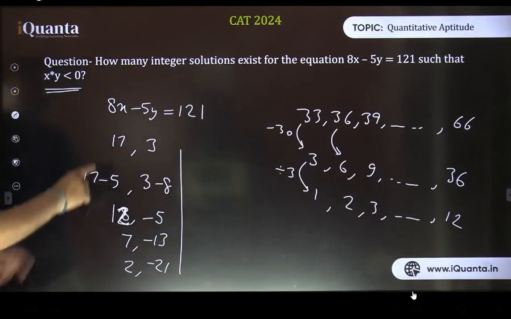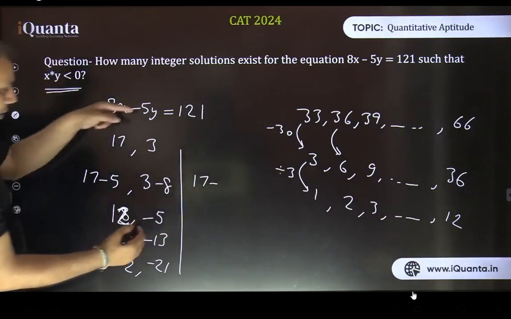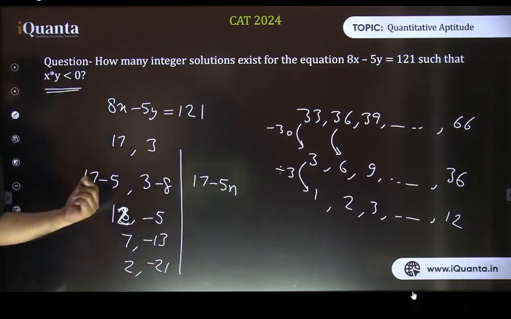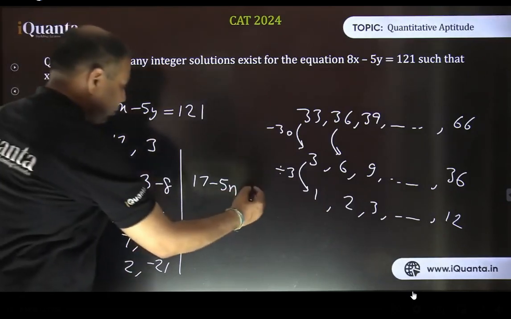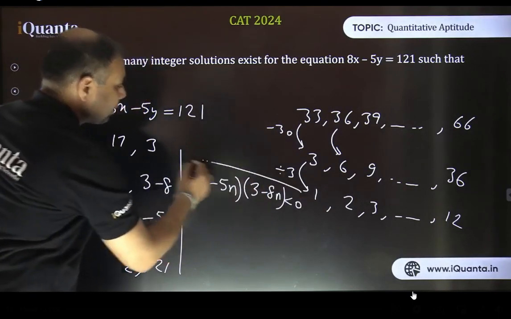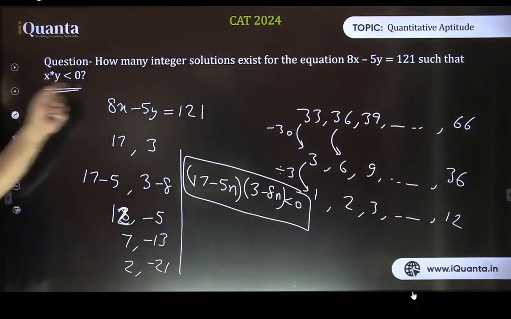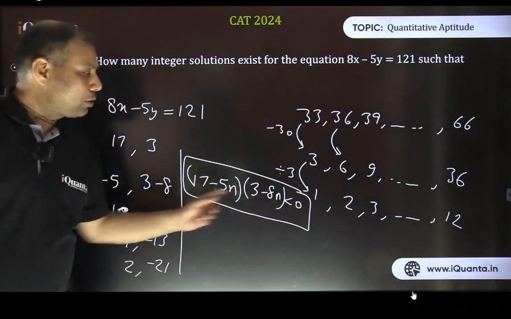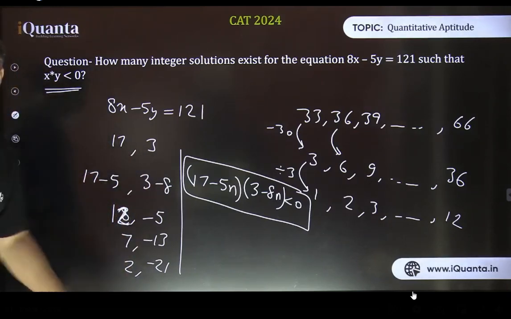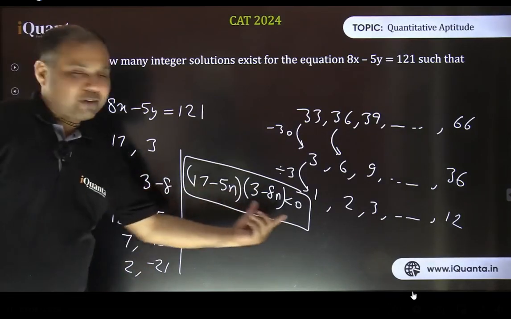Just using the pattern. So what we are doing, 17 minus 5 we are doing repeatedly. Let's say we are doing it n number of times. So 17 minus 5n becomes the value of x and the value of y becomes 3 minus 8n, right? So basically this product should be negative. That is our requirement. This product should be negative. So algebraically also, we can solve this inequality. But by the way, this was an easier way to just check the numbers, right? Otherwise, we can solve this inequality also.